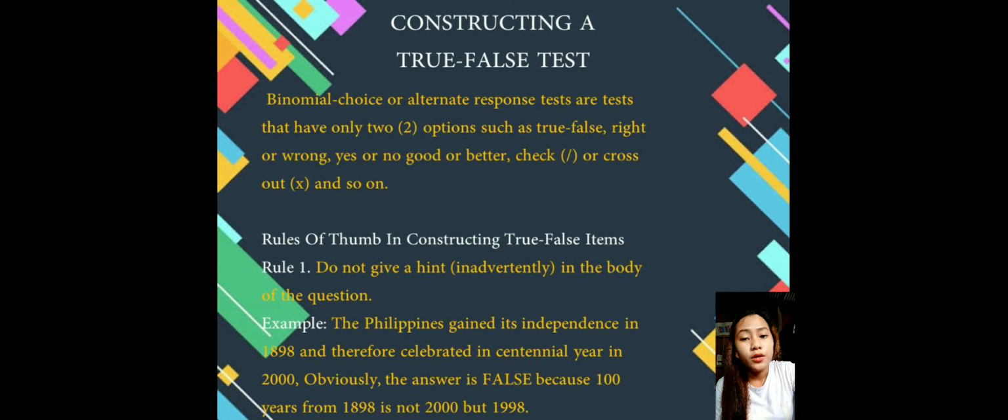So in rule number one, do not give a hint in the body of the question. Example, the Philippines gained its independence in 1898 and therefore celebrated its centennial year in 2000. Obviously, the answer is false because 100 years from 1898 is not 2000 but 1998. So, did you get it? And with that, this sentence is false.